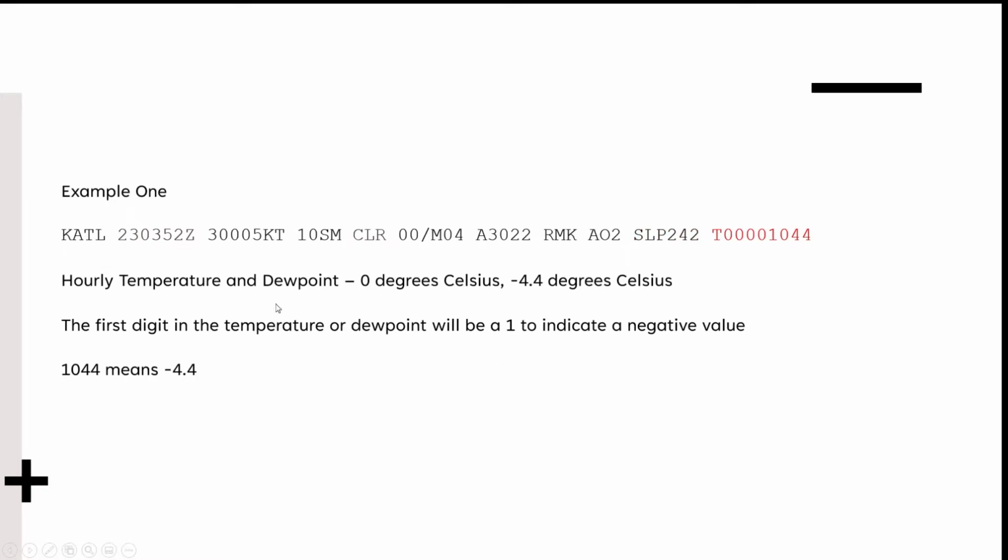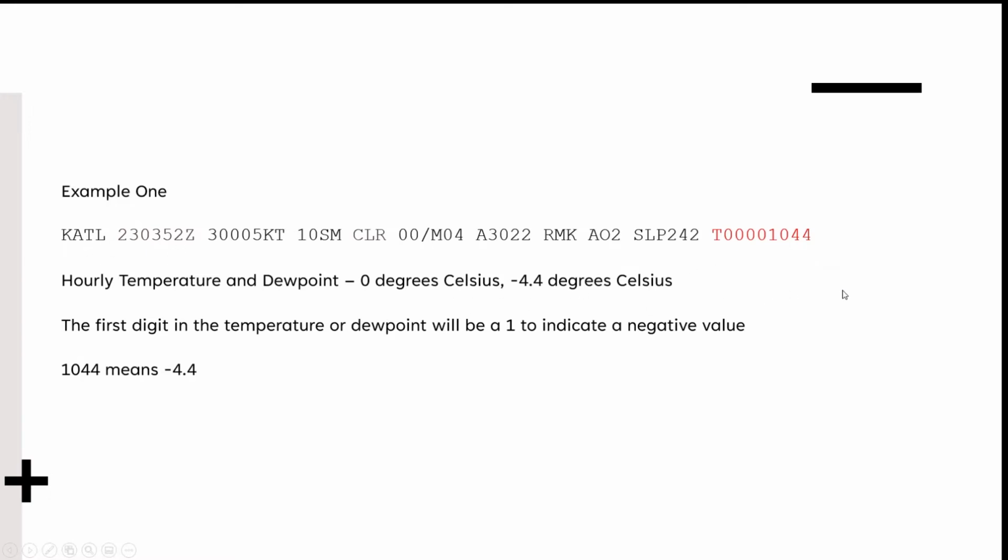And then we have the hourly temperature and dew point, which is telling us that it's 0 degrees because we have 4 digits, okay? The first digit is either going to be a 0 or a 1. 0 means that it's a positive temperature. 1 means that it's a negative temperature. So 0, 0, 0, 0 telling us that it's a positive 0 degrees.